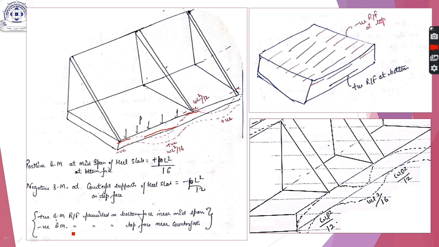The positive and negative bending moments will be PL square by 16 and PL square by 12. Here P is the maximum value of the downward load acting on the heel slab edge. So this is the positive reinforcement at the bottom and the negative reinforcement at the top. I hope this is also clear to you.